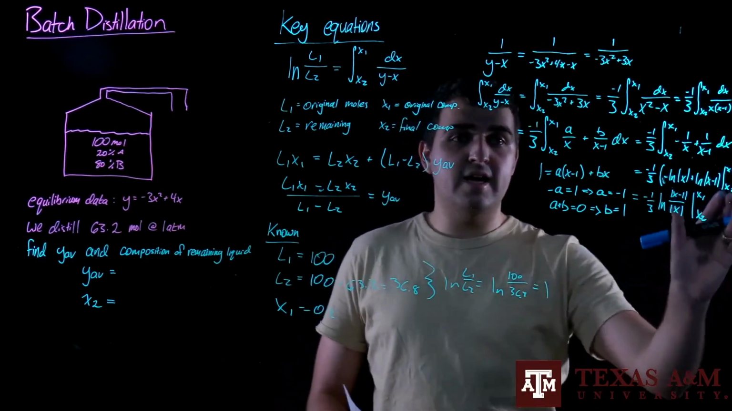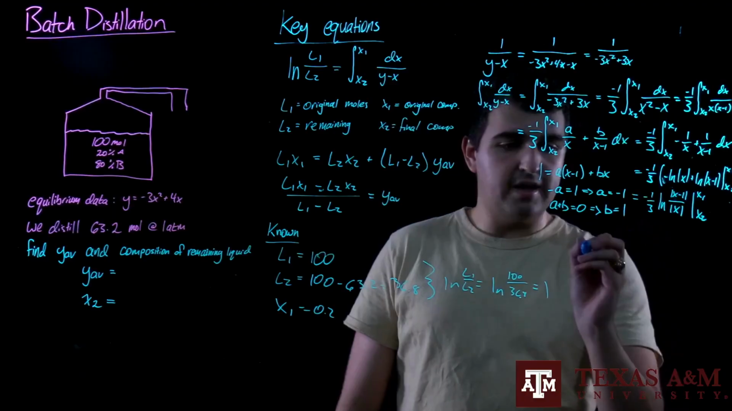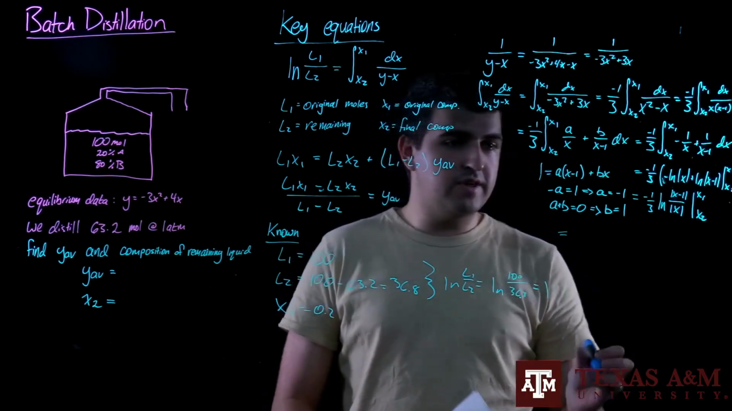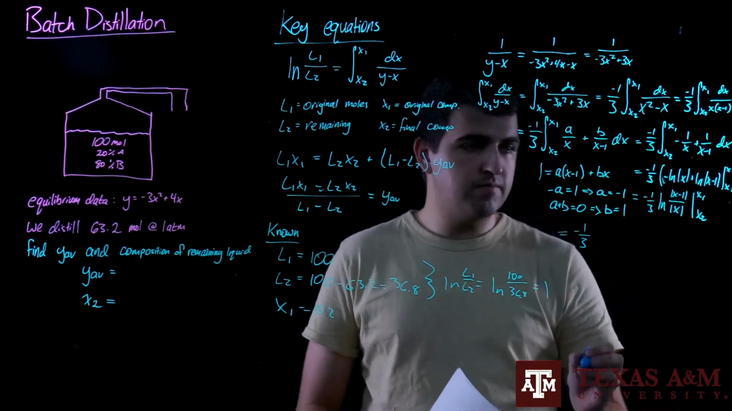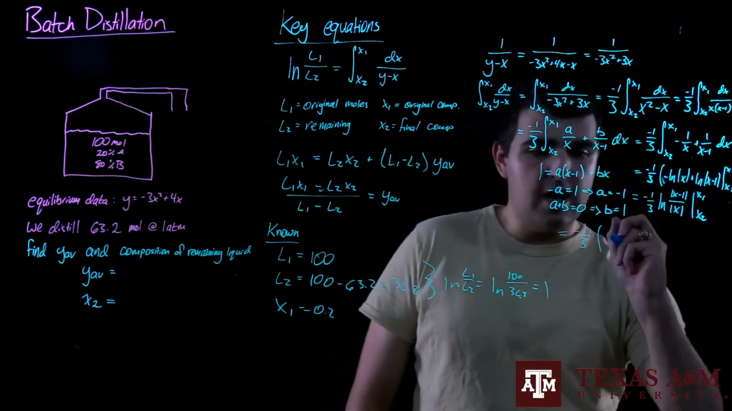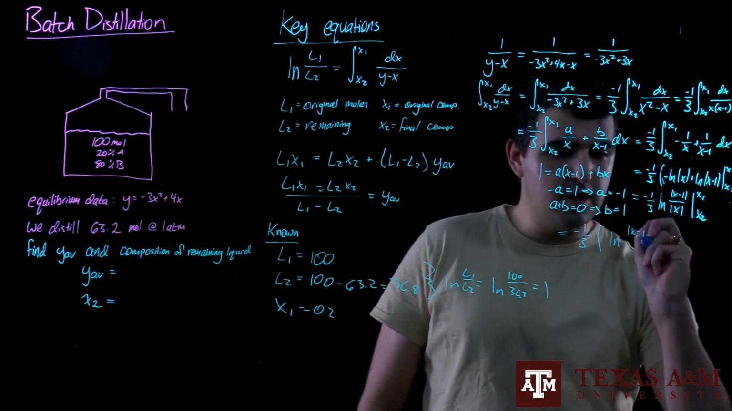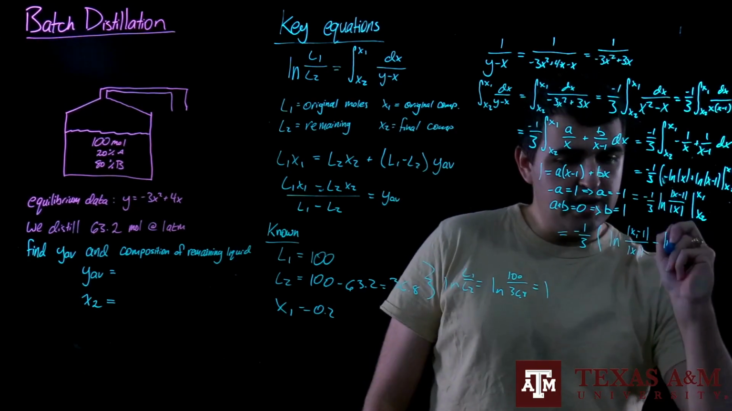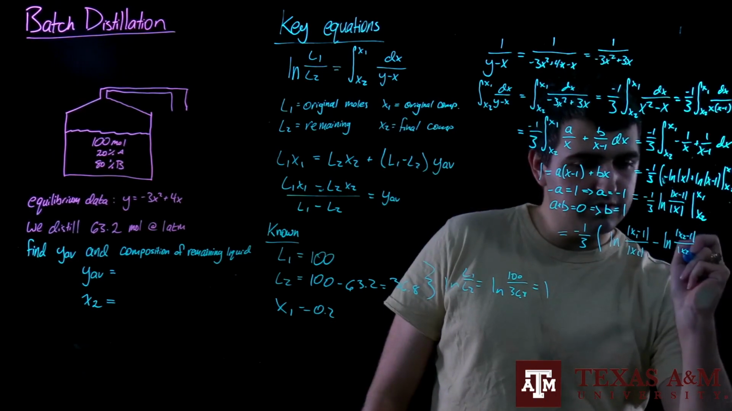Finally, we can go ahead and plug in our endpoints. And so writing that down here to get our final equation, we're going to get minus 1/3 times ln absolute value of x1 minus 1 over absolute value of x1 minus ln absolute value x2 minus 1 over absolute value of x2.